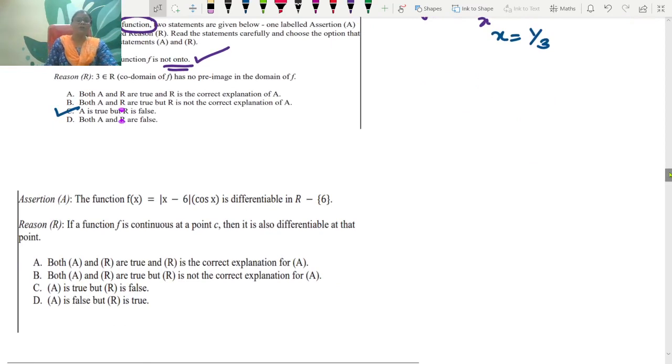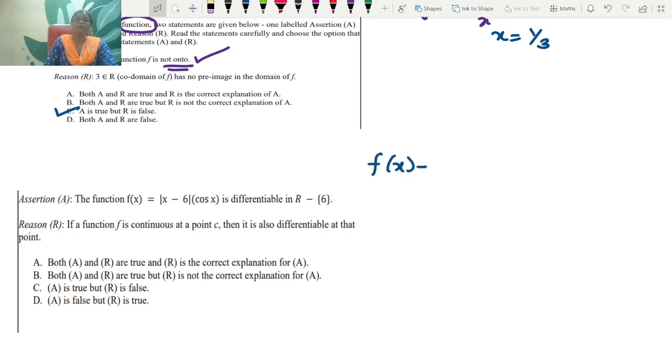So the last question of section A. It's again a question based on a function. It is modulus of x minus 6 multiplied by cos x, which is differentiable for all real numbers except 6. Differentiable for all real numbers, what does it say? That you take any point on the left hand side and the right hand side of the curve, it will always be differentiable. So again, how will you justify this?